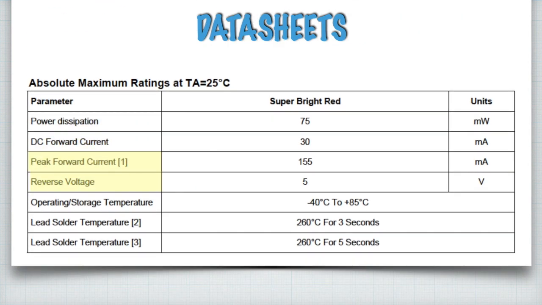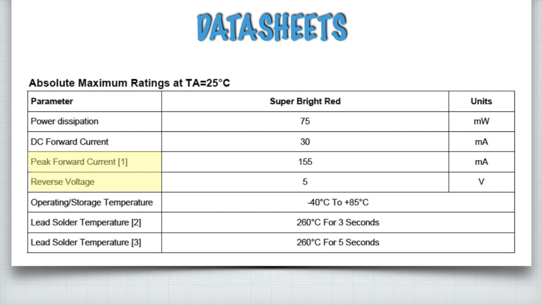Here, on the bottom part of it, you have two that are important. Actually, there's three that are important. I forgot to mark one of them. The reverse voltage, the 5 volts, that's the maximum amount of voltage that the LED can handle if it's put in backwards. And the peak forward current above it, the 155 milliamps, that's the most amount of current that you can put through an LED before it would burn out.